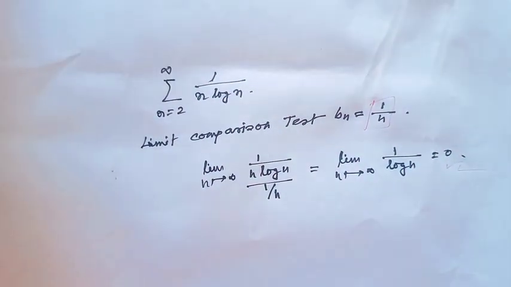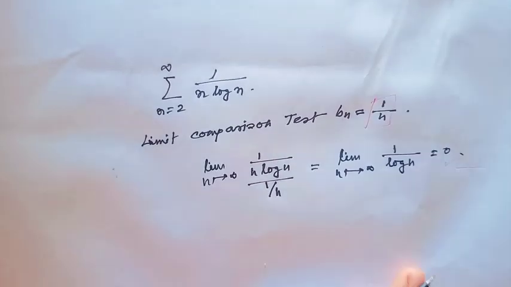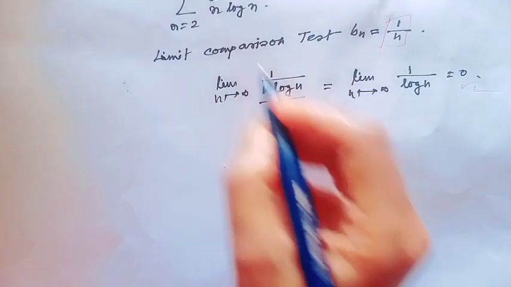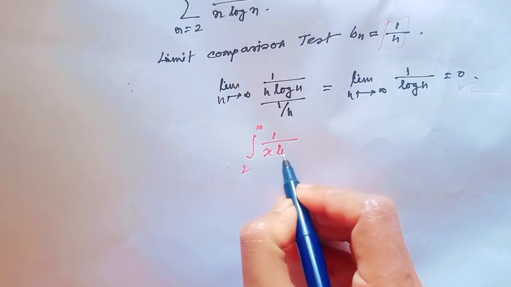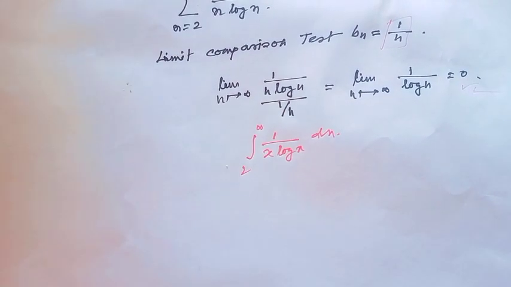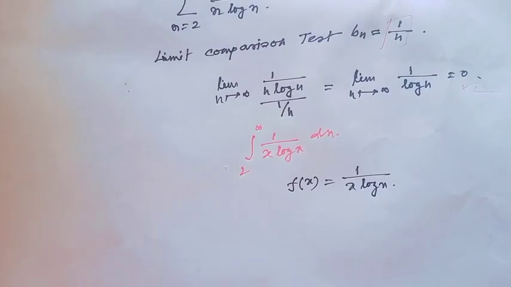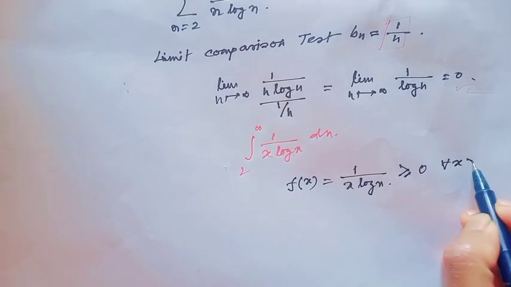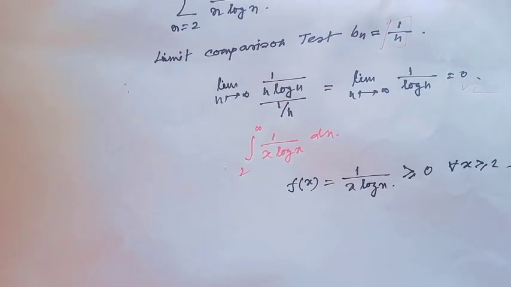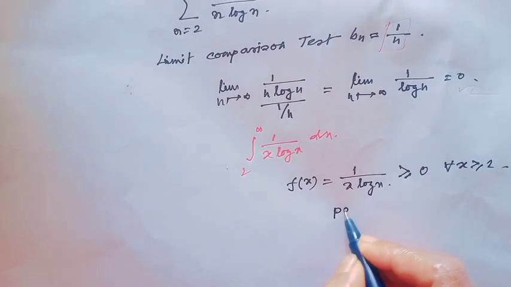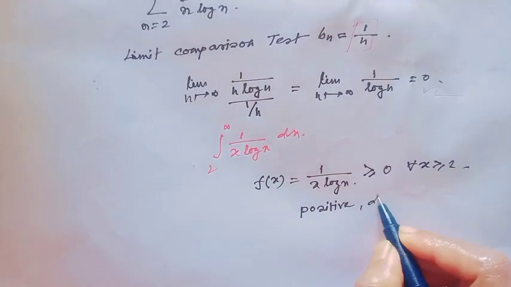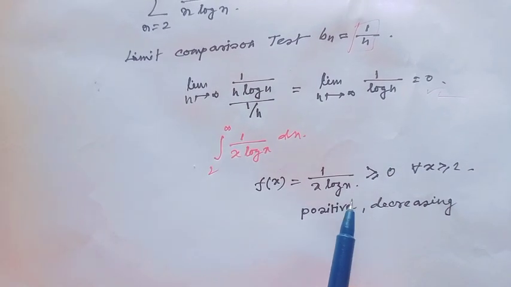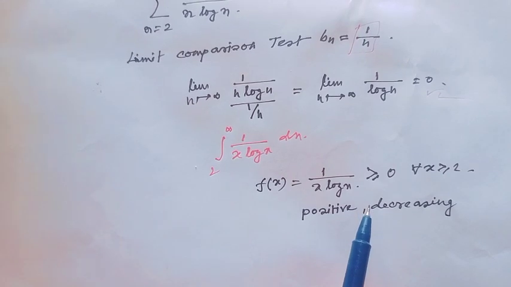Okay. Now I will apply the integral test. For the integral test, consider the integral from 2 to infinity of f(x) equal to 1 over x log x dx. Obviously, f(x) equal to 1 over x log x is greater than or equal to 0 for all x greater than or equal to 2. That means this is a positive function. Also this function is decreasing, because x log x is an increasing function, so 1 over x log x is obviously decreasing.